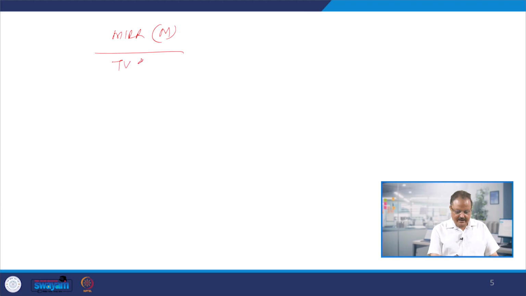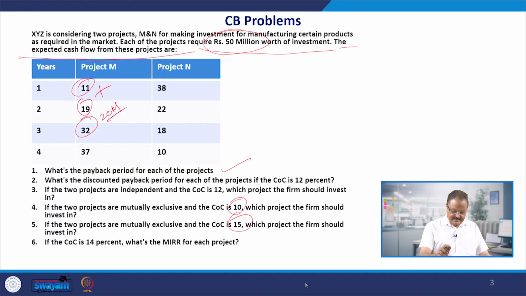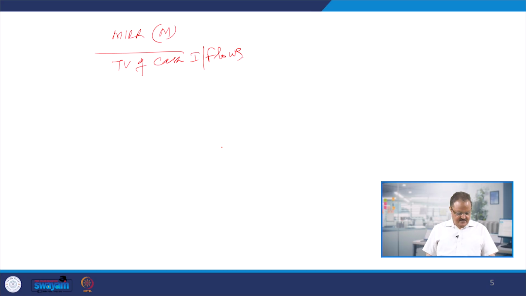But yes, we have to calculate the terminal value of the cash inflows. So let us calculate the terminal value of cash inflows. The discount rate given to us, the cost of capital, is 14%, right. So at 14%, we are going to calculate the terminal value of cash inflows. The first cash inflow is 11 million, so you have to multiply it by 1.14 and compound it for a period of 3 years. Then you take the next cash inflow and compound it against 1.14, because that is the cost of capital, so the power is 2.